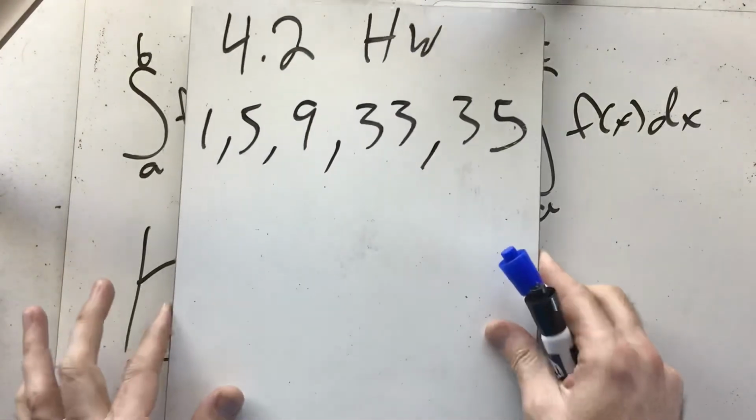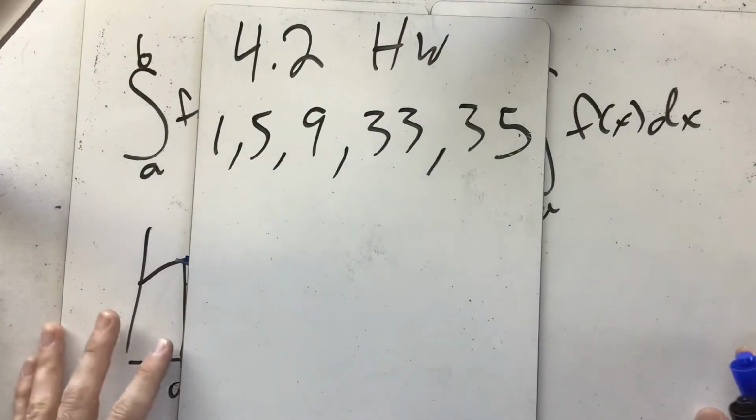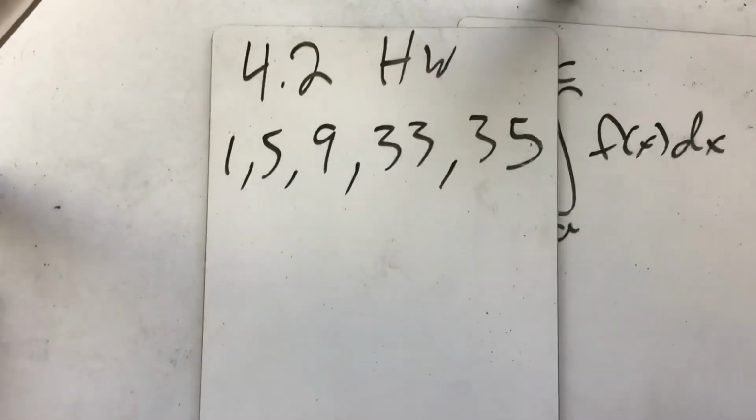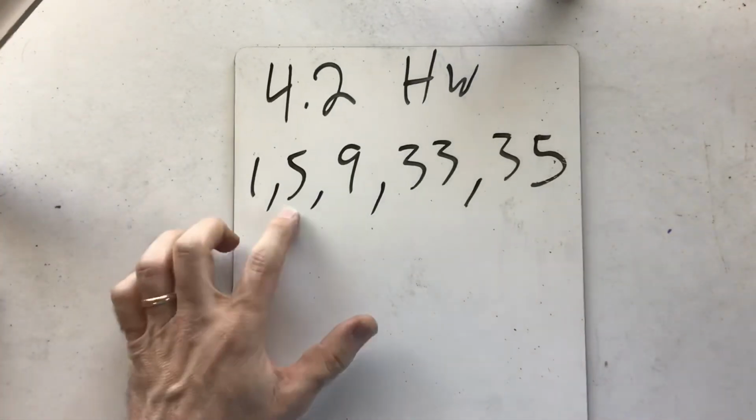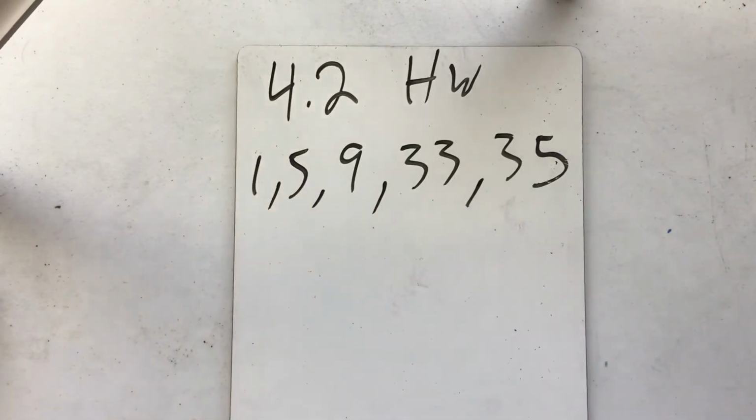4.2 homework, I modified a little bit just to reduce it. So the homework is just do these 5 problems and I'll feel like you were successful on 4.2. So do 1, 5, 9, 33, and 35, and this skips those parts of section 4.2 that I skipped in the notes.